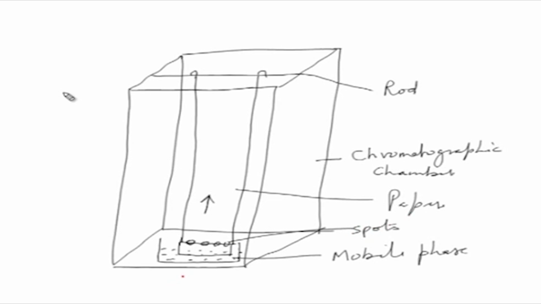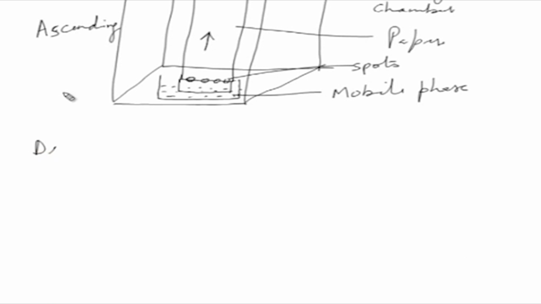Once you have placed this, remember the spots are not dipping in, the mobile phase will move up. So, this is called ascending order, or you can say it is being run in ascending fashion. There could be another way, that is the paper could be upside down, and that will be called descending manner, where you can run that particular paper chromatogram also.